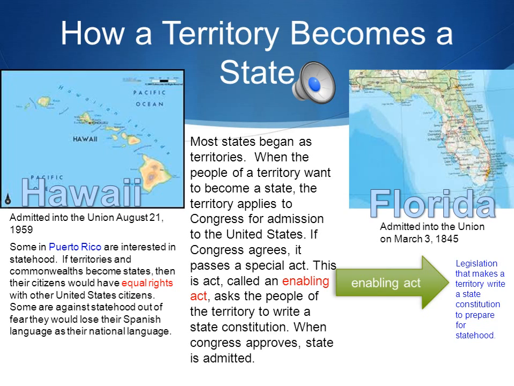Some people in Puerto Rico are interested in statehood. If territories and commonwealths become states, then their citizens would have equal rights. So that's something that the citizens want. But then again, some fear that they would lose their traditions if they joined the United States. For instance, in Puerto Rico, Spanish is their native language, and they would be afraid that they'd be forced to give up their native language for English. So there are two opposing sides here: freedom for people and equal rights, but then perhaps a fear of losing the traditions of their territory.